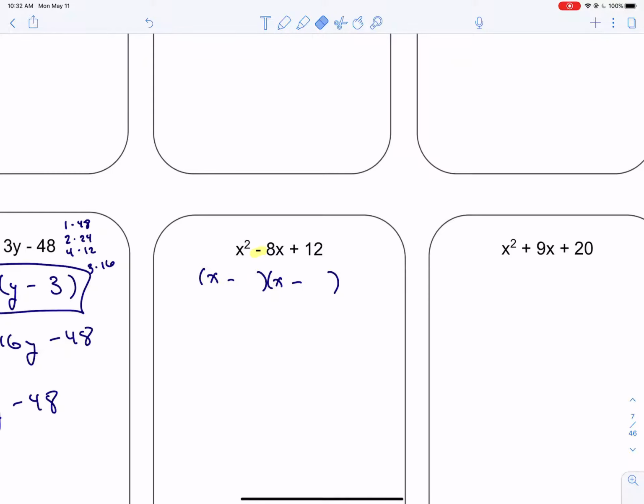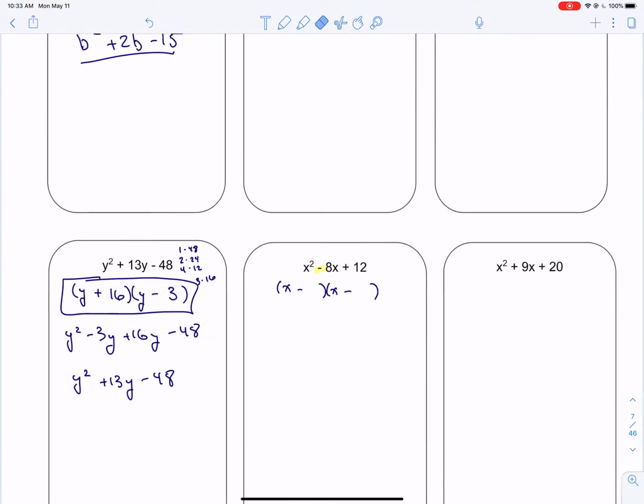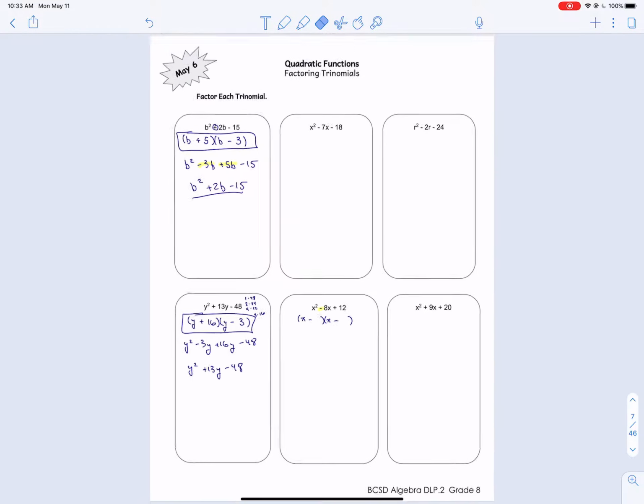And then when we think about our factors and how do we get that 8, this time we're going to add the 2 factors of 12. So what factors of 12 will add to 8? So we have 1 and 12, we have 2 and 6, 3 and 4. So which of those will add to 8? And then we put those in there in the parentheses after the subtraction sign, and that's it.